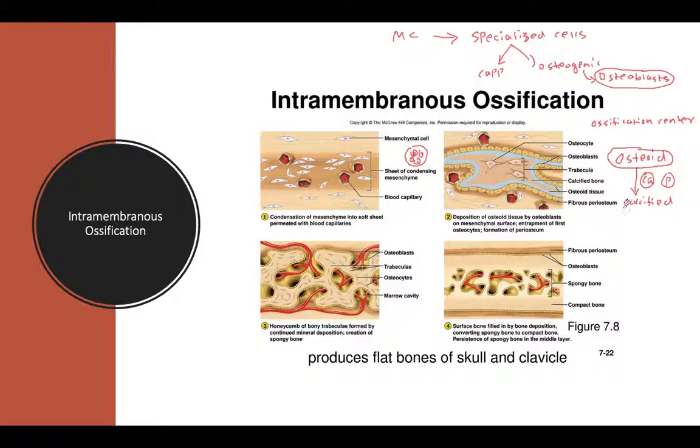Now the matrix starts to become hard. Osteoblasts then transform themselves into what you call osteocytes. An osteocyte basically means an osteoblast that becomes entrapped in this structure, as you can see here. This is already calcified, so these cells cannot move, and they are called osteocytes now. They're entrapped and can't move. Previously, we were calling them osteoblasts.